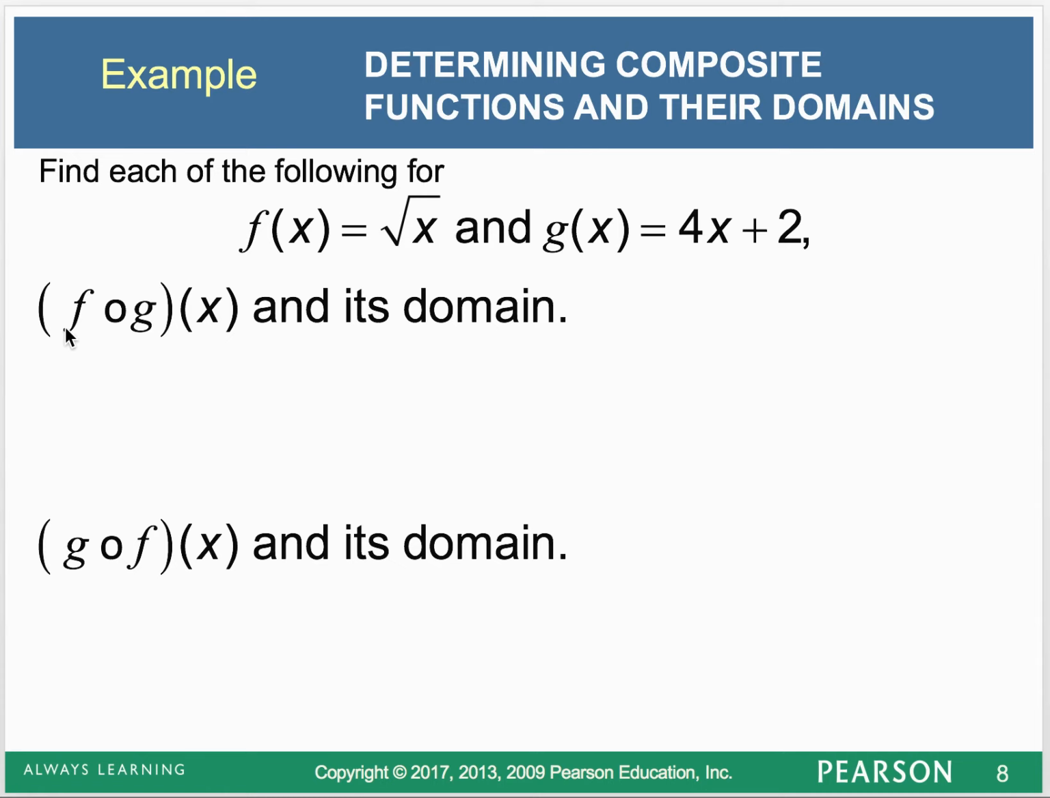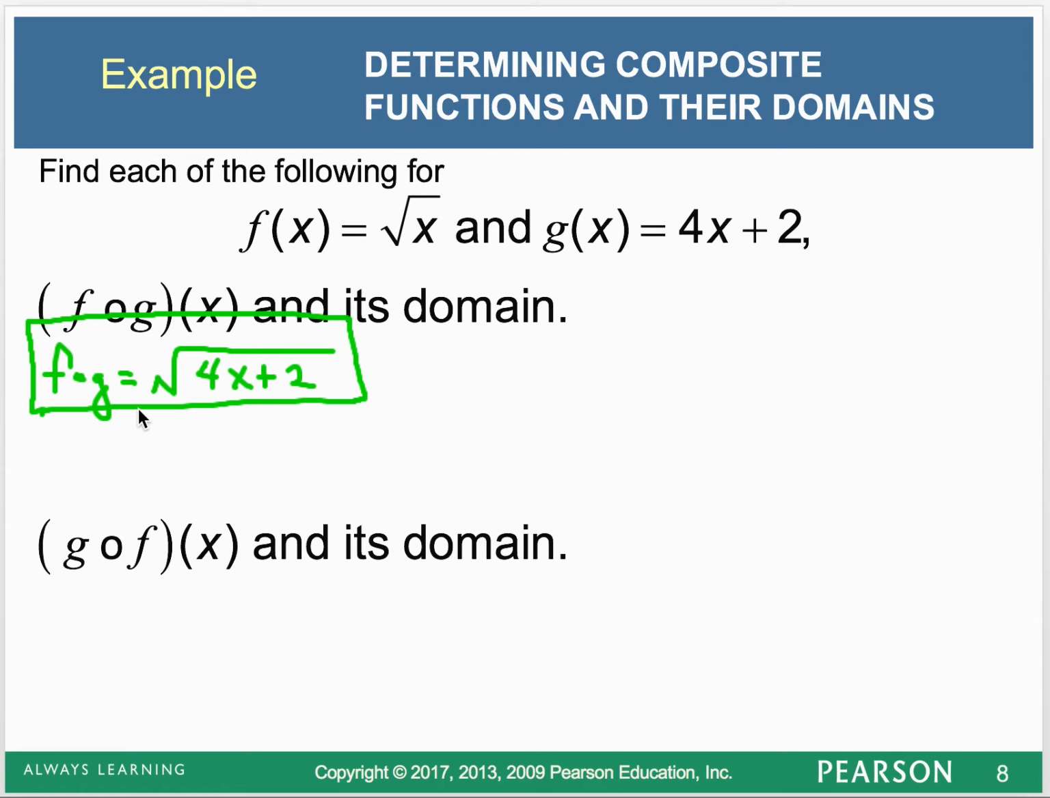All right, so I'm going to start with f, and I'm going to plug g in. So f of g means square root, and x is going to change to 4x plus 2. And there's nothing else to do, so there we are. That's f of g. So in these combinations and compositions, the radicals actually make my work easier.